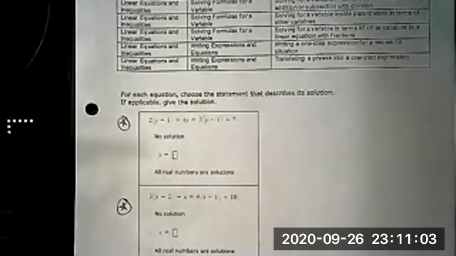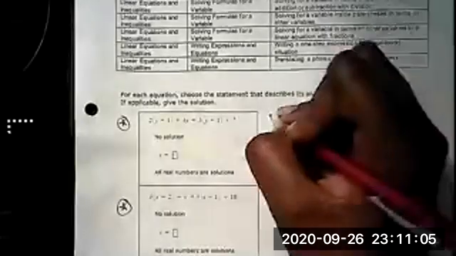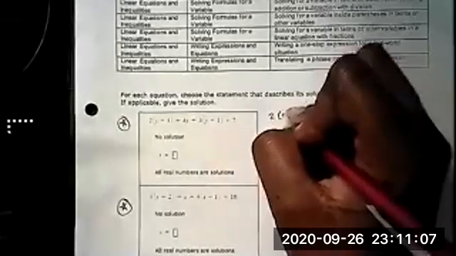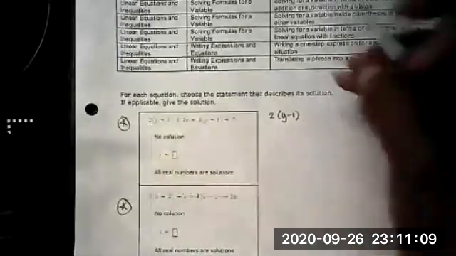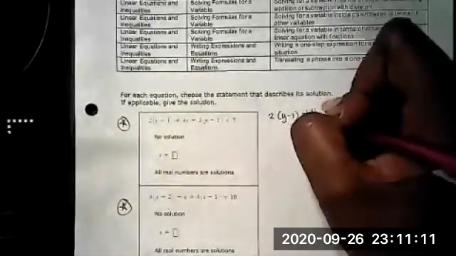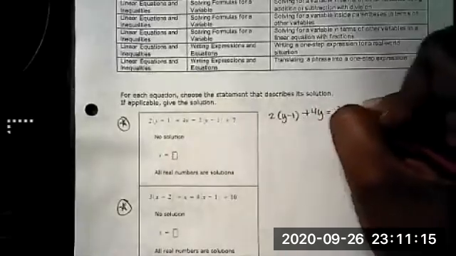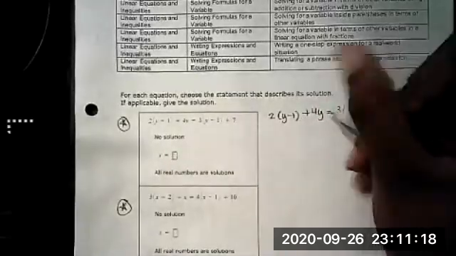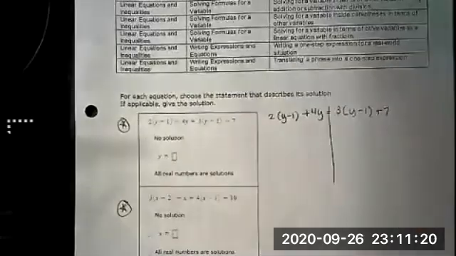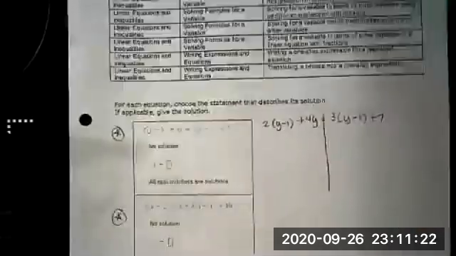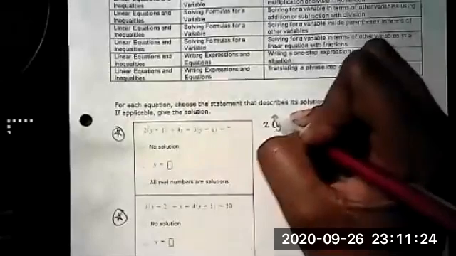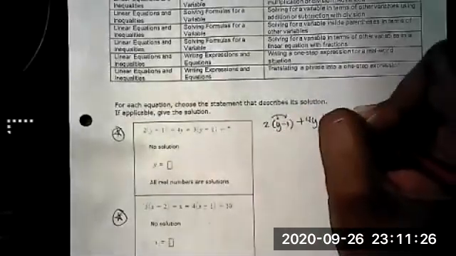We have been going along in our days before, so we're leading up to this. These are the same type of problems we've been working with. So 2(y minus 1) plus 4y equals 3(y minus 1) plus 7. Let's solve this and see what happens here. First and foremost, distribute. And we're going to distribute on this side as well.